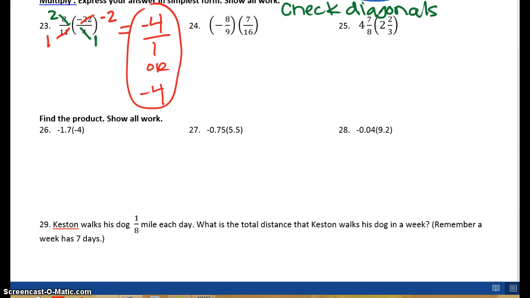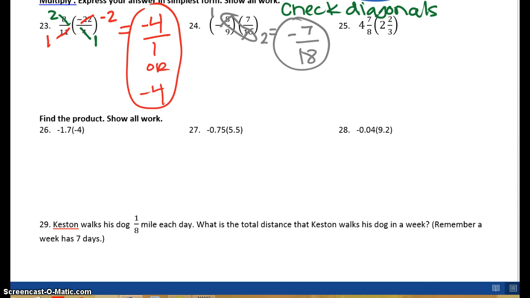Number 24, we have negative 8/9 times 7/16. The only diagonal I can see here is 8/16. I'm going to circle that. I can cancel 8 and 16, get 1 and 2. Multiply across, I get negative 7/18. We have to make sure we check our signs as well. One was negative, one was positive. When we multiply one negative and one positive, we end up with a negative answer.